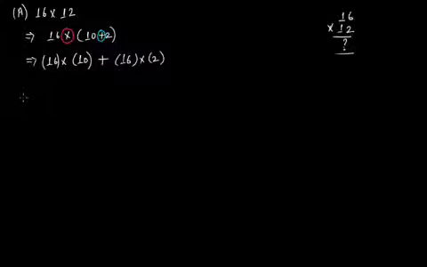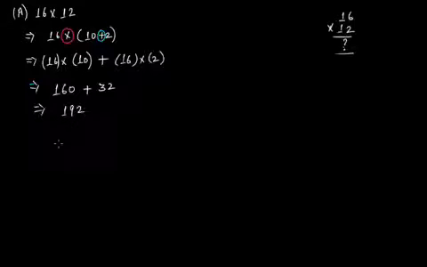And those of you who don't know this distributive property, please follow the video lecture on the same, distributive property of multiplication. We have a separate video for that. Now if we solve this, this will be 160 plus 32, and this will give you 192. So this is one way.